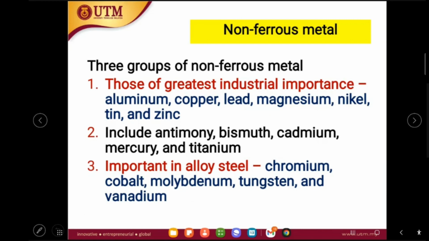The first group is those of greatest industrial importance: aluminium, copper, lead, magnesium, nickel, tin, and also zinc. The second category is antimony, bismuth, cadmium, mercury, and also titanium. The third category is important in alloy steel, for example chromium, cobalt, molybdenum, tungsten, and vanadium, which we have already discussed earlier in the making of steel.